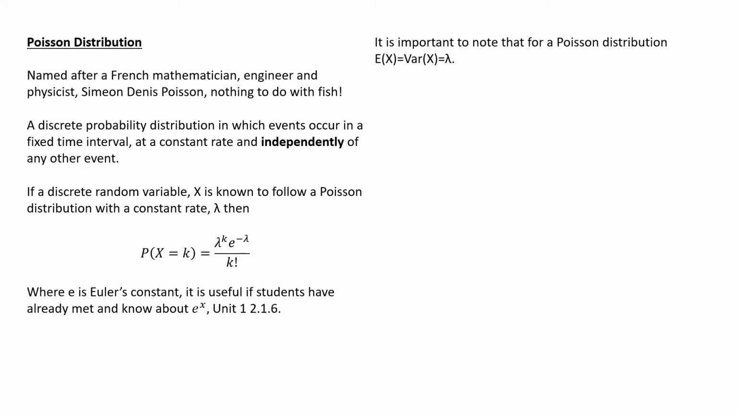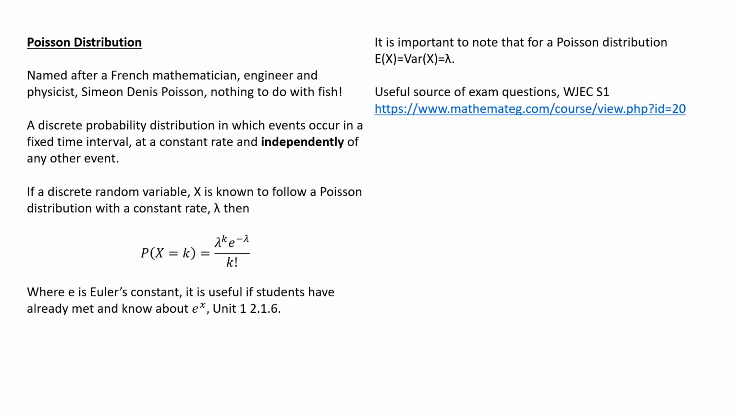So it's worth noting, and the student should always note, that for a Poisson distribution, the expected value, the mean of that distribution, is equal to the variance of that distribution, and they're both equal to that parameter lambda, the constant rate at which things occur. So it's a very elegant distribution.